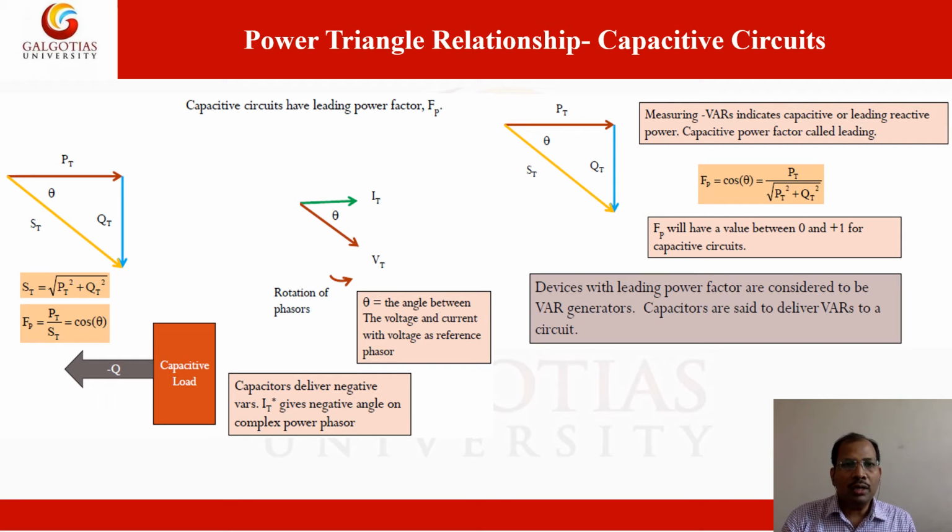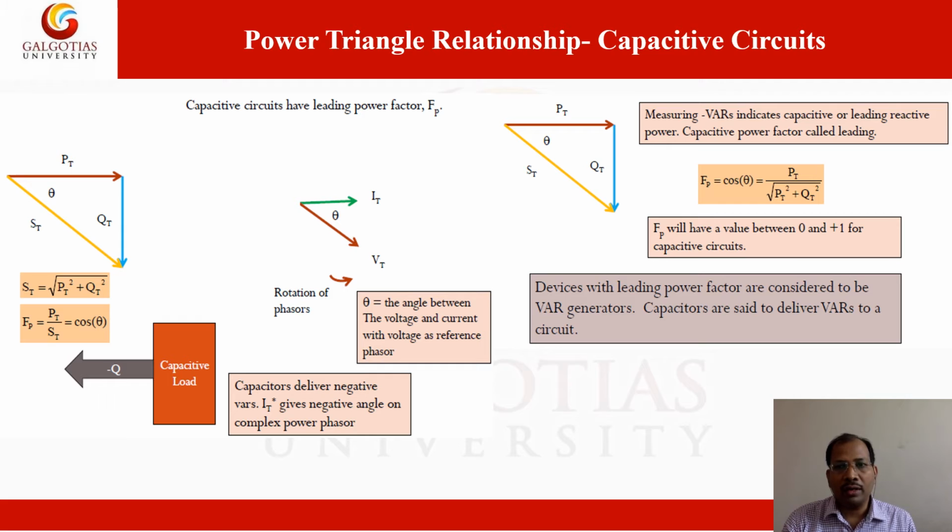You know the voltage and current relations. Here the current is leading with respect to the voltage by angle theta. When we take cos theta, that is the power factor. So using this power factor, we can minimize the power. Here you can see that measuring negative VAR indicates capacitive or leading reactive power. Capacitive power factor is called the leading power factor.